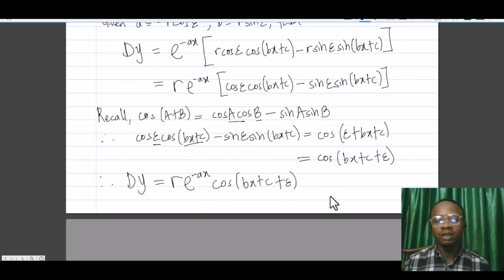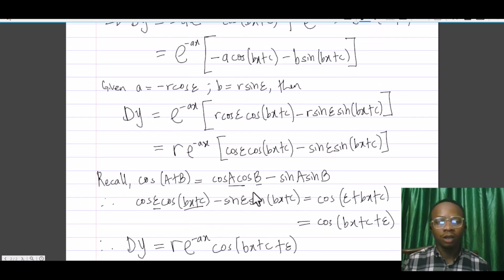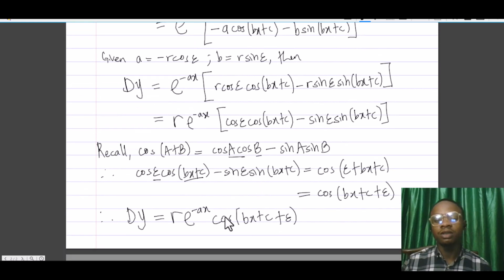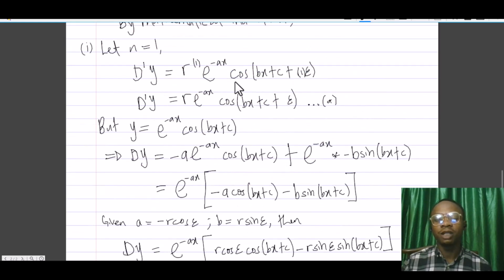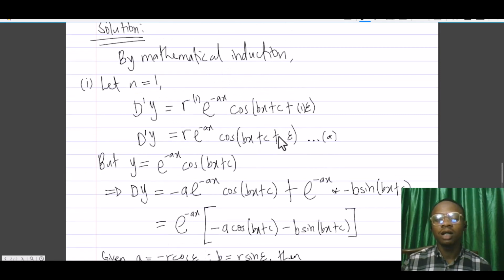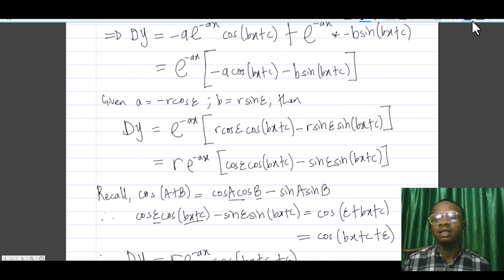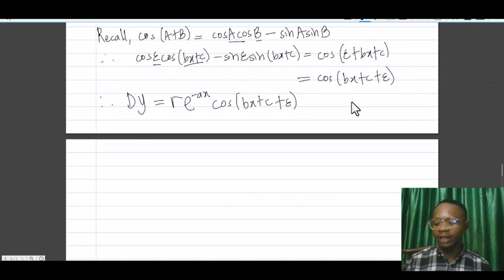So we have been able to see that by differentiating this, using our usual process of differentiating a product, the derivative is the same thing as what is provided for by the formula when we substitute n equal to 1. And that means that indeed the formula or the statement is true for n equal to 1. So this is our equation B.